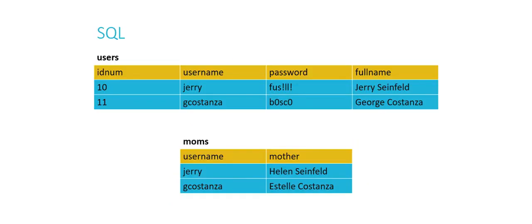For all of the examples that we're going to cover in this video, we're going to consider a database that contains these 2 tables called users and moms. You can see users has 4 different columns: ID num, username, password, and full name. And moms has 2 different columns: username and mother. Let's now start to work with these and see how we can manipulate this database and the tables within it to, for whatever reason we need them to, be updated in our website.